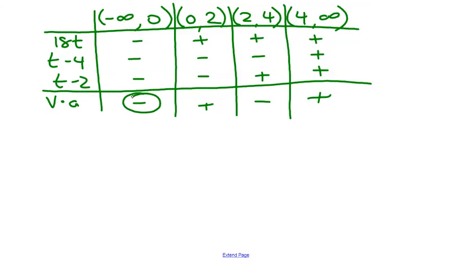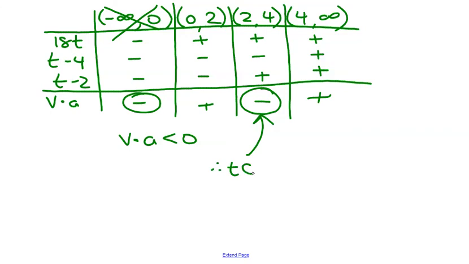And so these two are where v at a is less than 0. So this one obviously doesn't make sense. That was from my case 1. If you recall the graphs, it doesn't make sense because there's no such time from negative infinity to 0. However, from 2 to 4 does make sense. Therefore, t belongs from 2 to 4.